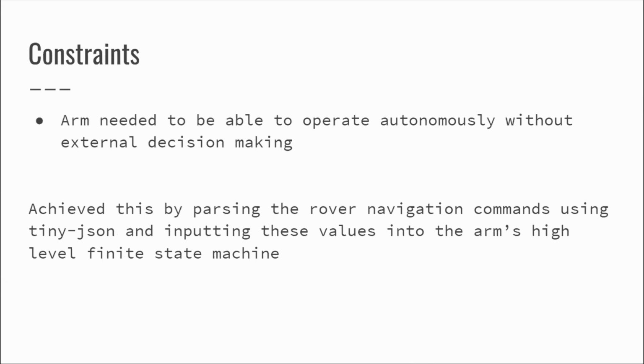The constraints for the ARM included that it needed to be able to operate autonomously without external decision-making. It achieved this by parsing the navigation commands and using these values in the high-level ARM finite state machine. All the decision-making for the ARM was contained and executed on the TI board.